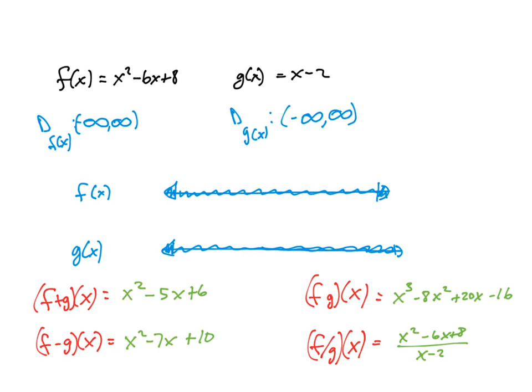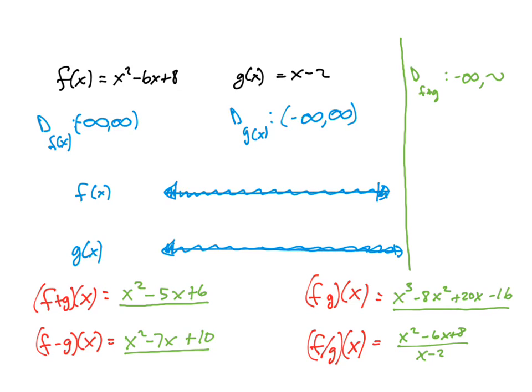Now let's look at each of these four results. So the first three results, we just get regular old polynomials. So what that means is the domain for each of these first three is just going to be all real numbers. So the domain for f plus g is all real numbers, and the domain for f minus g is all real numbers, and the domain for f times g is all real numbers.